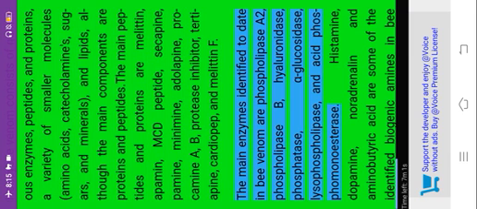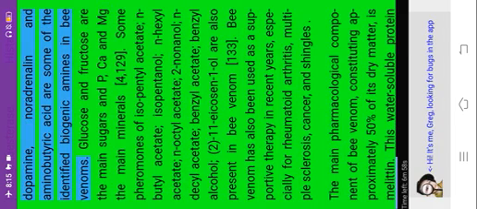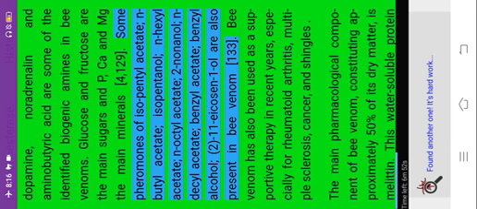The main enzymes identified to date in bee venom are phospholipase A2, phospholipase B, hyaluronidase, phosphatase, alpha-glucosidase, lysophospholipase, and acid phosphomonoesterase. Histamine, dopamine, noradrenaline, and aminobutyric acid are some of the identified biogenic amines in bee venoms. Glucose and fructose are the main sugars, and P, Ca, and Mg the main minerals. 129. Some pheromones, including isopentyl acetate, N-butyl acetate, isopentanol, N-hexyl acetate, N-octyl acetate, 2-nonanol, N-decyl acetate, benzyl acetate, benzyl alcohol, and 2-11-eicosen-1-ol, are also present in bee venom. 133.